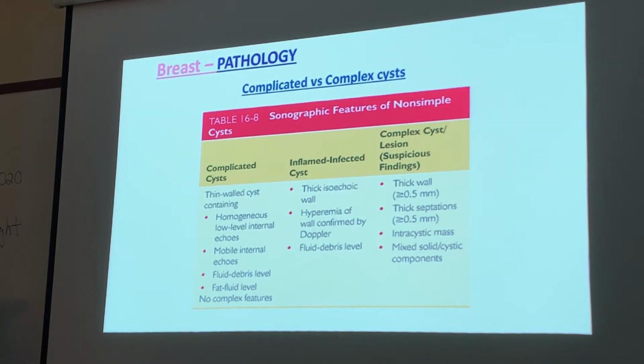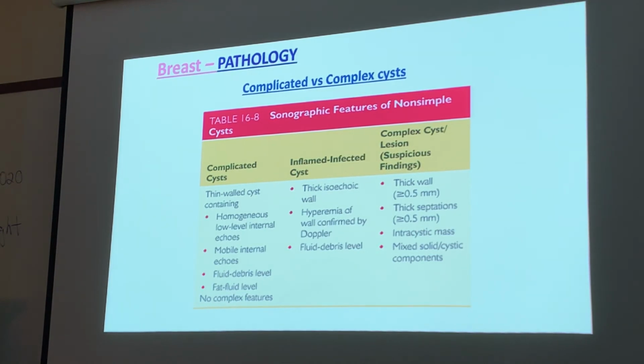And complex cysts are lesions to think of as suspicious findings. Okay, they're going to have a thick wall that's greater than 0.5 millimeters, and thick septations greater than 0.5 millimeters, and it's considered having an intracystic mass, meaning that it's a solid structure within this cyst. Not something that is still on a fluid level like a complicated cyst. Got it? And also you're going to have mixed solid and cystic components, like I just said.